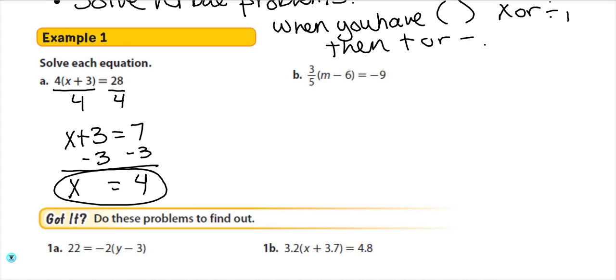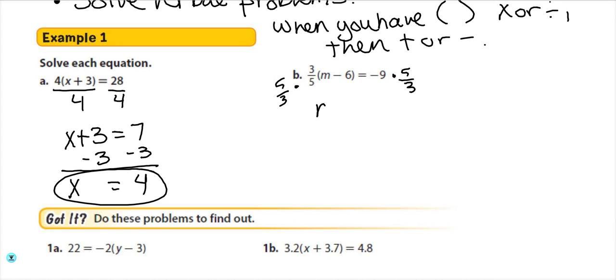Okay, let's look at letter B. So we have 3/5 times the quantity m minus 6 equals negative 9. So for this one, we're going to divide by 3/5. Now remember, when you divide by 3/5, actually what you're doing is multiplying by the reciprocal. Actually, let me show it the other way because I'm afraid you're going to write that and then try dividing and it's going to get all weird. Okay, let's do it this way. So let me just write out here to the side. So we're going to times by 5/3. Remember, when you divide fractions, you multiply by the reciprocal. So then we're going to times by 5/3 over here.